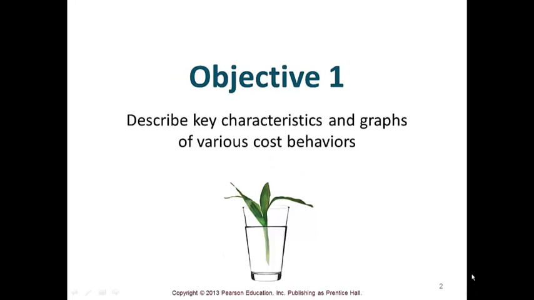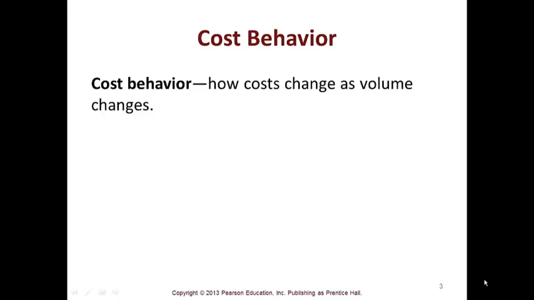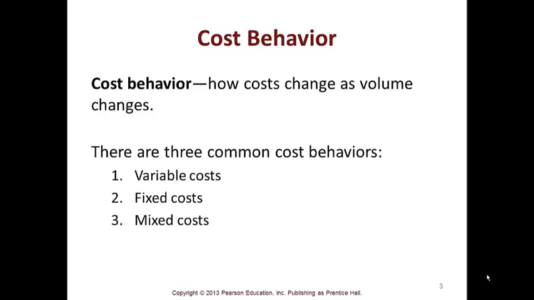In this chapter, the first objective talks about key characteristics and graphs of various cost behaviors. A cost behavior is how a cost changes based on volume. There are three common cost behaviors: variable costs, fixed costs, and then mixed costs.